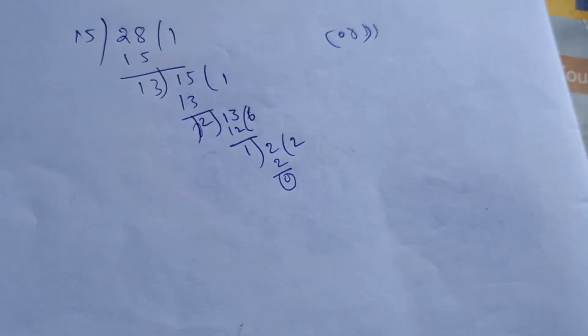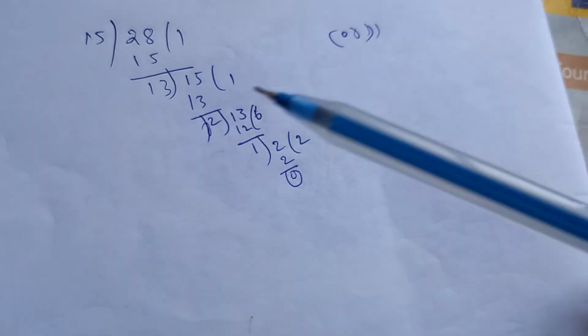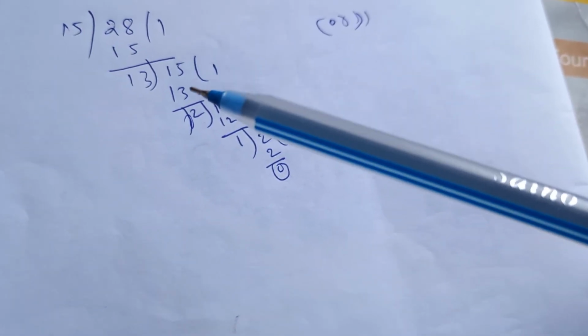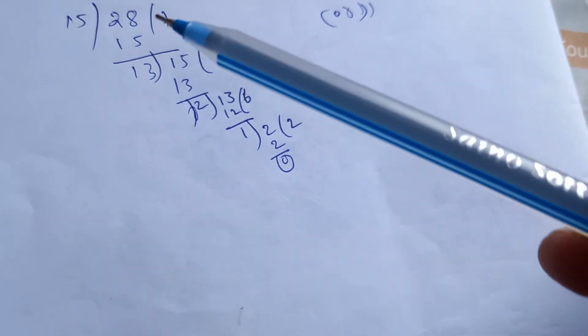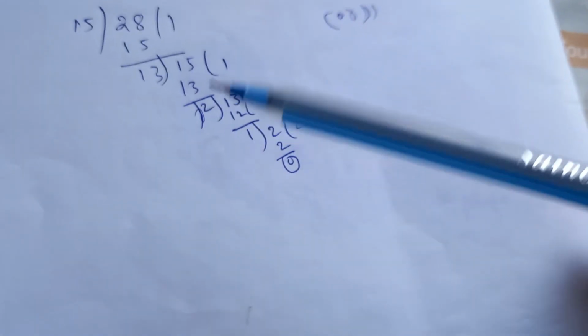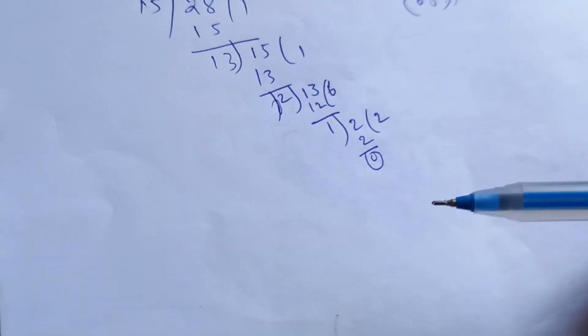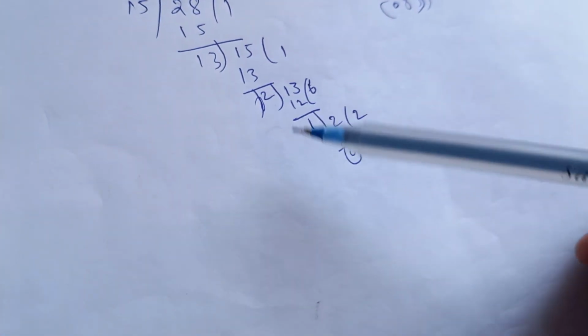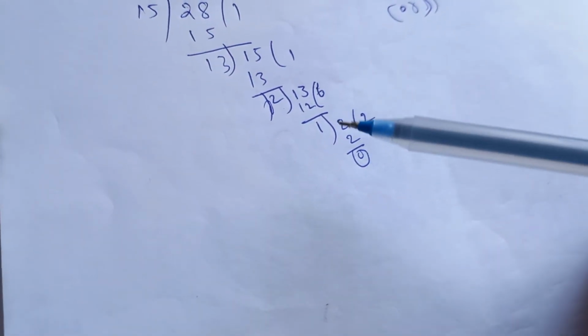Okay, see, 28, 15. So here 15 once. Consider 15 to 30, so it is exceeding 28. So we are considering 15 only. So the remainder is 30 now. Up to the remainder 0, we need to perform the division. That is nothing but the long division we need to perform here.